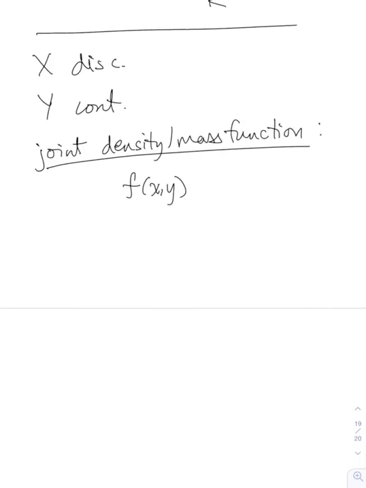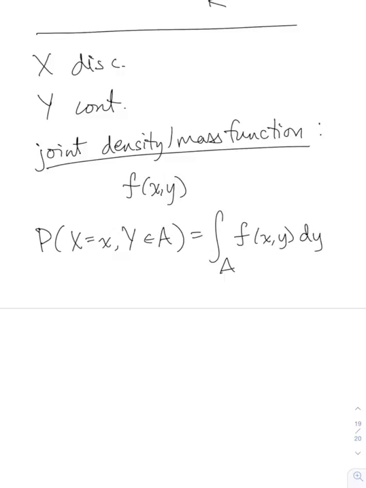And it's a function where, if you want to know the probability that x is equal to some little x, which is discrete, and y is an element of some set, maybe an interval, then you can compute it by doing the integral over A of f of x, y dy. So if you can find a function that does this, then that's the joint density mass function of this pair of random variables, where one is discrete and one is continuous.